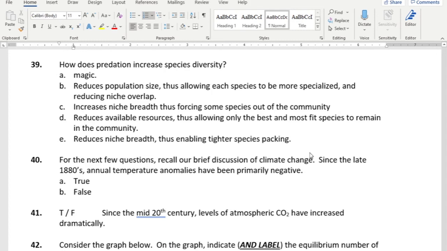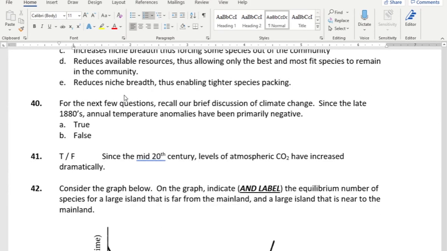How does predation increase species diversity? There, the correct answer is reduces population size, thus allowing each species to be more specialized and therefore reducing niche overlap. So the correct answer for 39 is B.